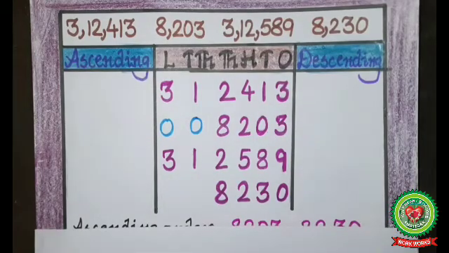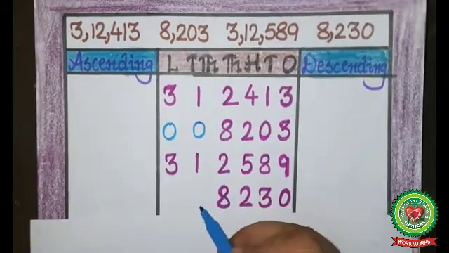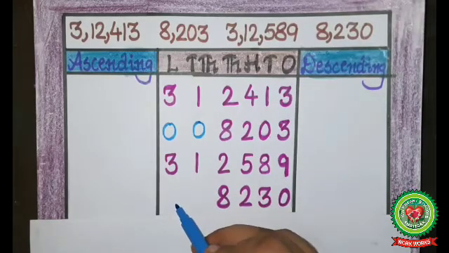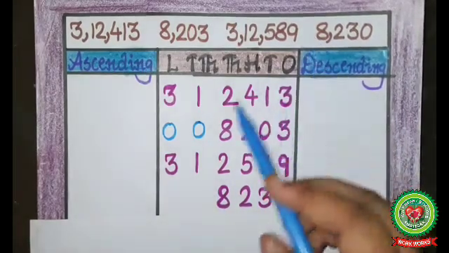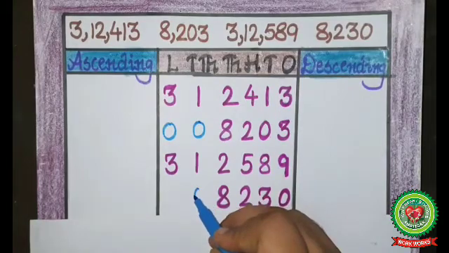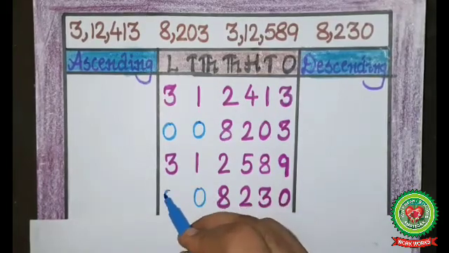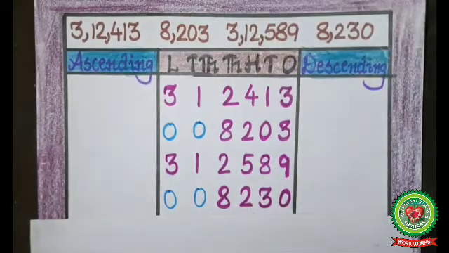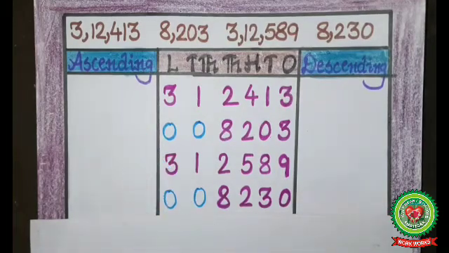Now students, you can see 10,000 place and lakhs place is not given. So what I'll do? I'll put 0 here. Now let's arrange the numbers in ascending order. Ascending order means from smallest to the greatest.